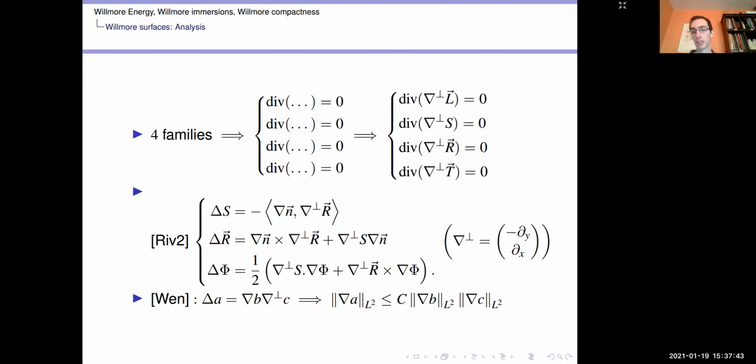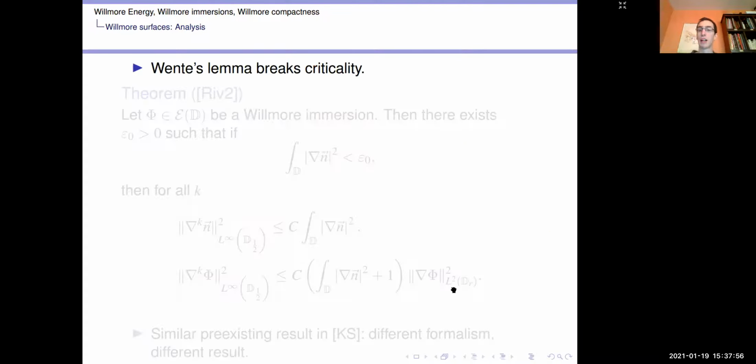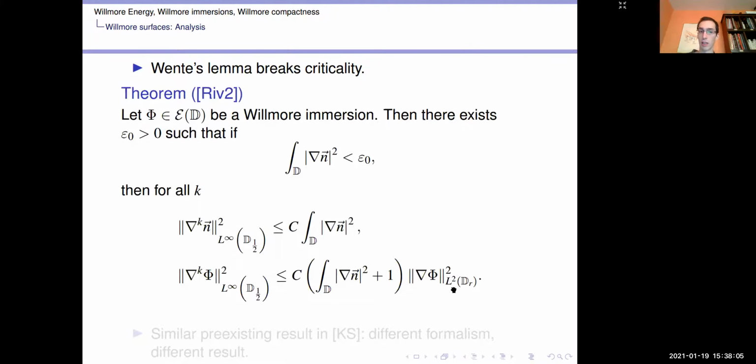Wente's lemma will give us an L2 estimate on S, and if nabla n in L2 is small, we obtain a small L2 estimate on S and R, which in fact will translate into growth estimates for the L2 norms on small disks, which will allow us to break criticality and obtain an Lp estimate with p greater than 2. We break criticality and we can then bootstrap in the system to obtain the following epsilon regularity result. Under a smallness assumption on the total curvature, we have those smooth controls.